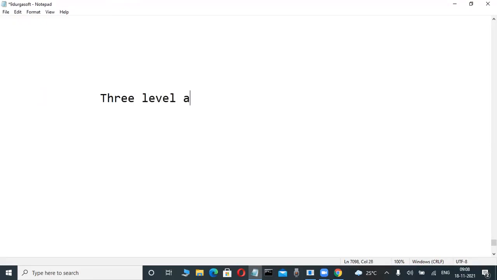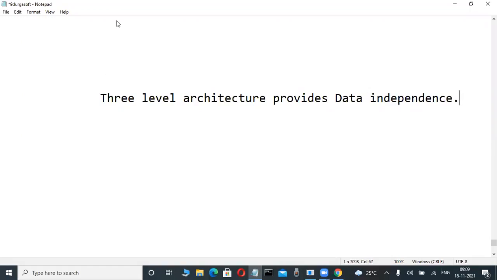Three level architecture provides data independence. Data independence is a very, very important concept, a data independence terminology in every database. Okay. Now, three level architecture provides data independence.